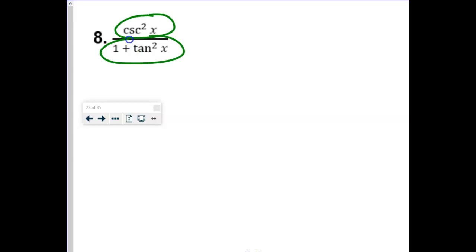These feel very Pythagorean to me. I'm going to leave the numerator alone for a moment. What's 1 plus tangent squared? Oh. It's secant squared. Very good. So I'm going to leave this guy alone for a moment. This is a Pythagorean identity. It's just secant squared. And that feels like something's going to happen. Something's going to reduce and cancel and make this prettier, right?